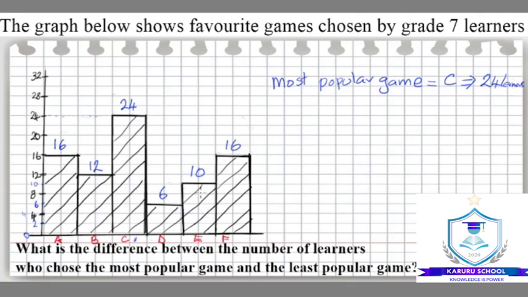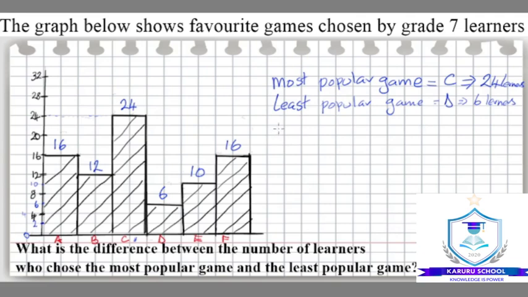And then the least popular game in our graph here, this is the game that had the least number of learners. In this case we have game D, which had 6 learners preferring it. So here we have the least popular game. This is game D, which had 6 learners.